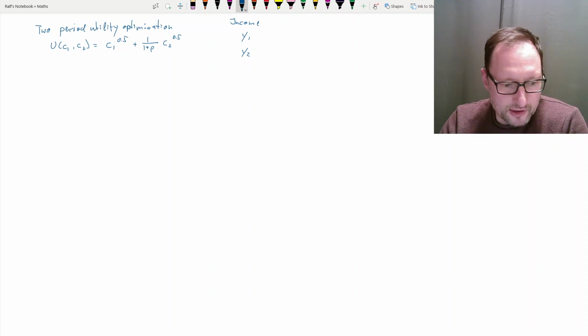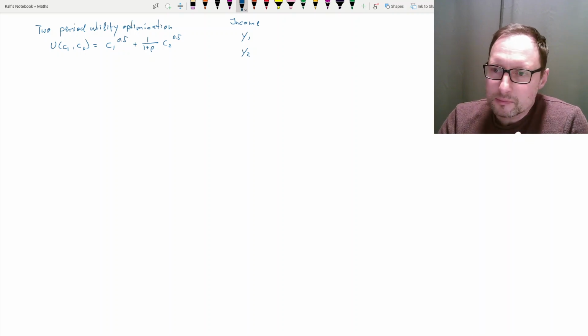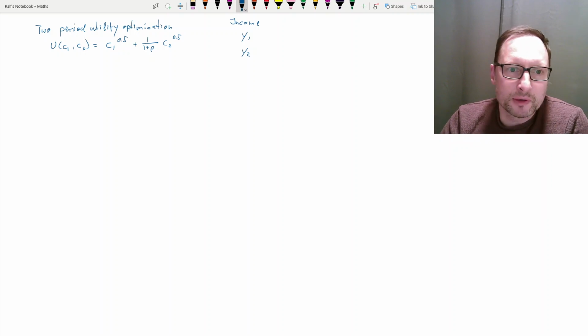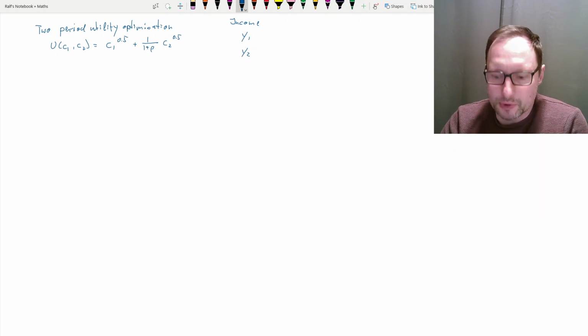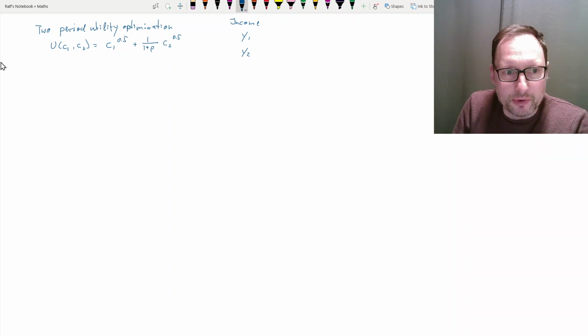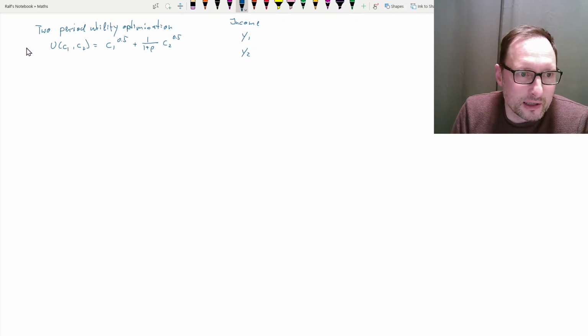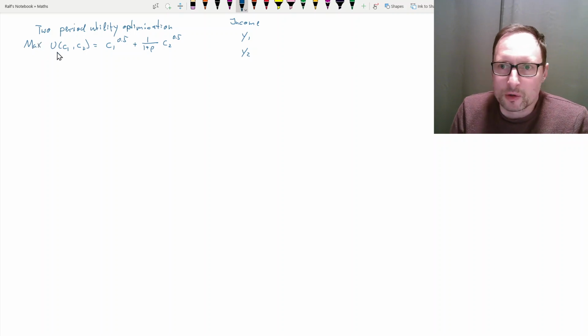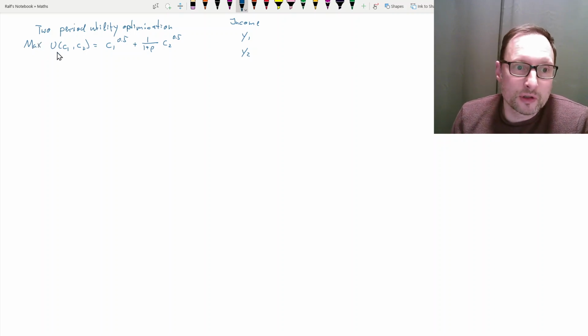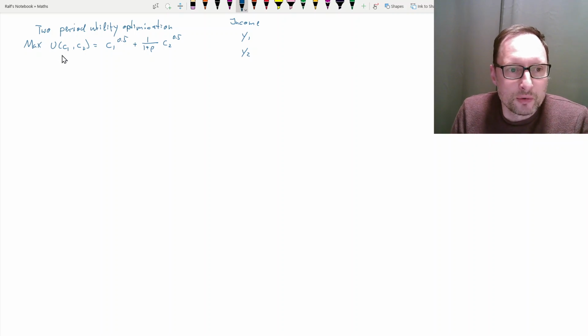This example is a constraint optimization example applied to an economic problem, and it's what we call a two-period utility optimization problem. Let me explain what we mean with this. The function which we want to optimize or maximize here is this function. It's a utility function. You can think of yourself, for instance, or just an individual who wants to maximize utility over two periods, period 1, period 2.